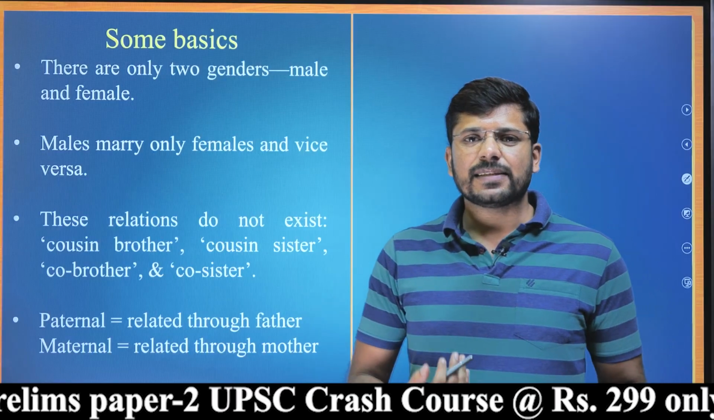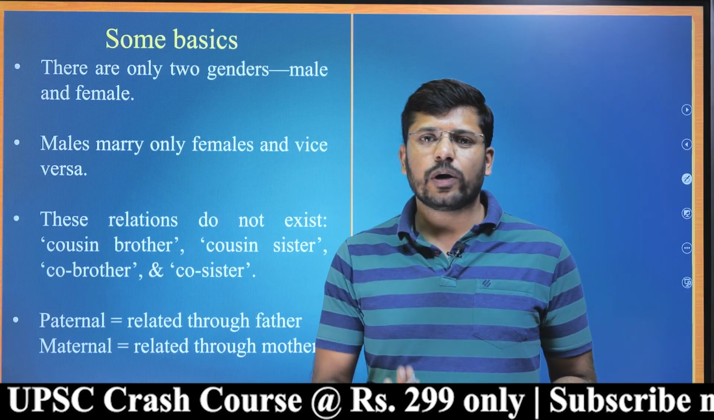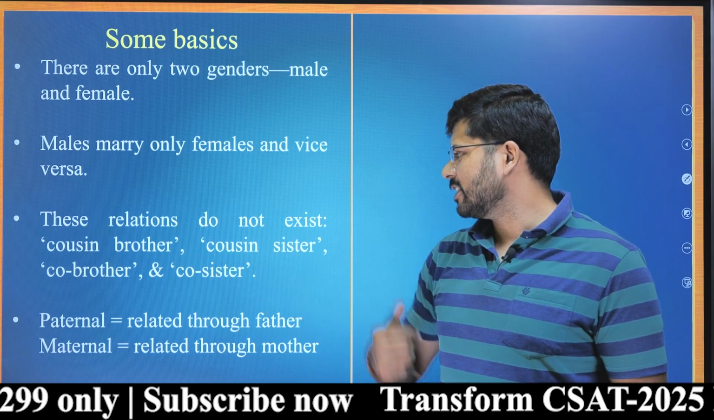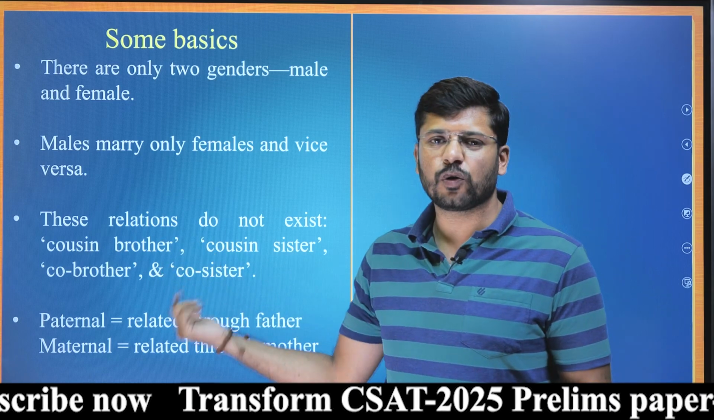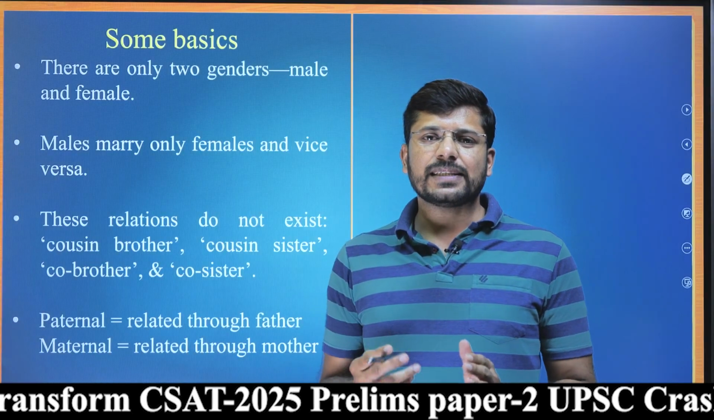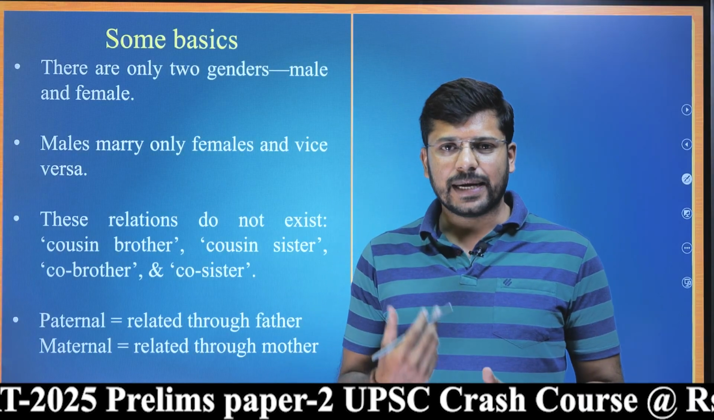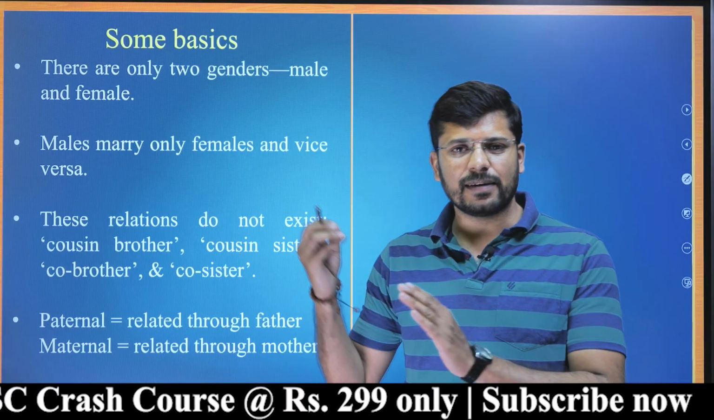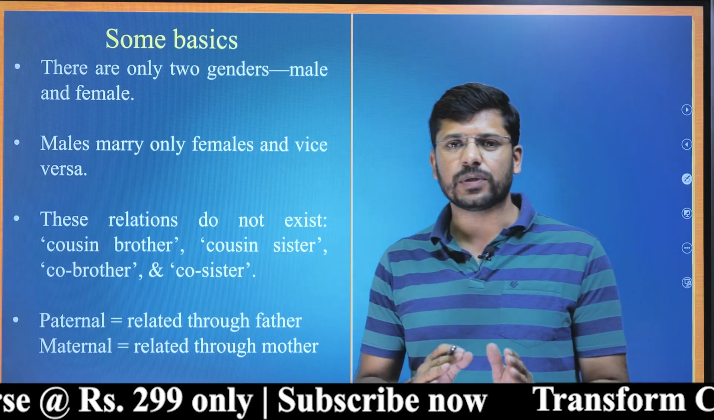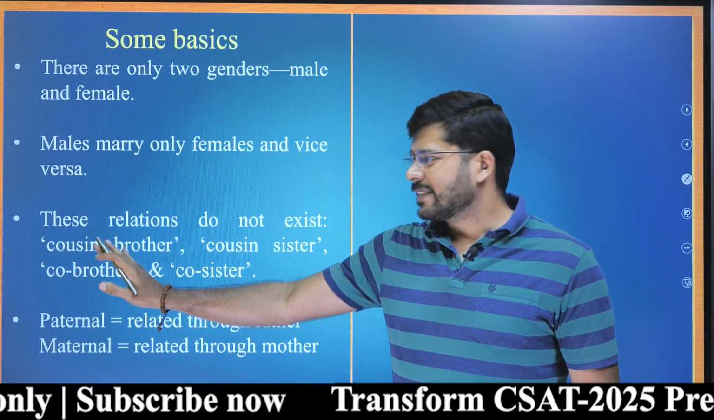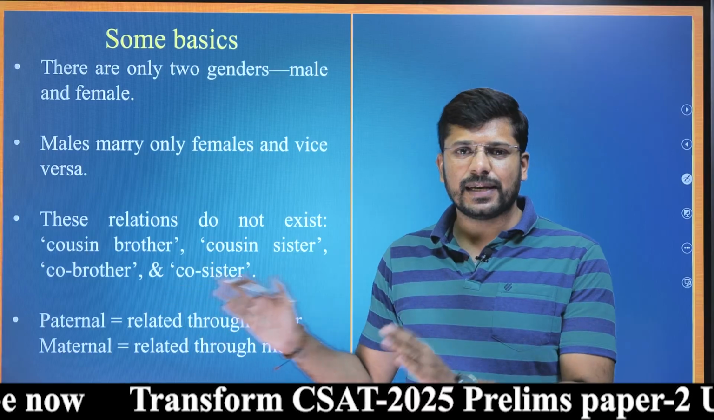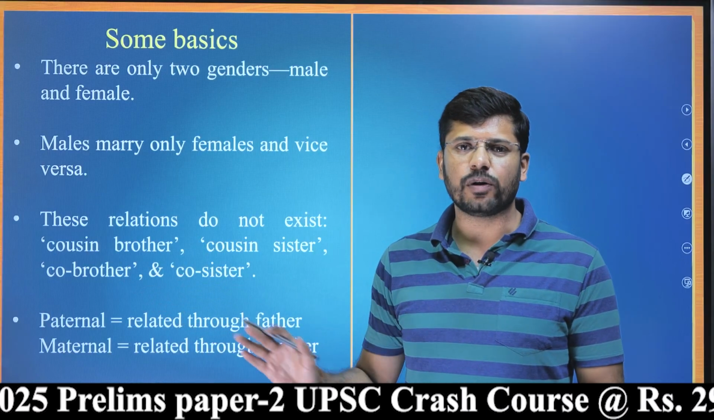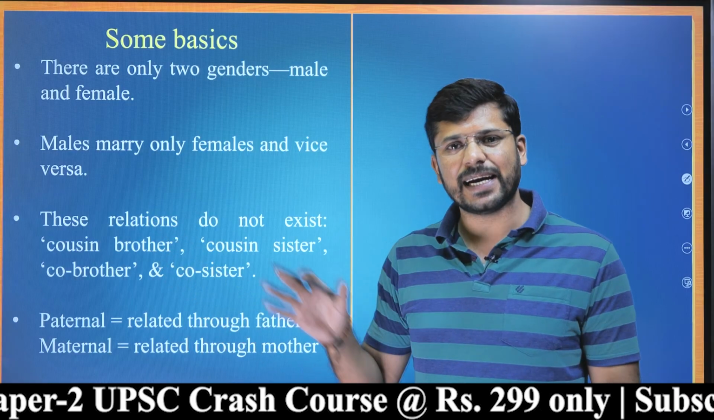Then some of the relations that we use in our everyday life do not exist when it comes to this topic. Which are those relations? Relationships like cousin brother, cousin sister, co-brother, co-sister. These are relations that we utter in our everyday life, but they do not exist in this topic. Actually, they do not exist in the English language; we Indians have created these terms, but in reality, they do not exist in English language and in this topic.